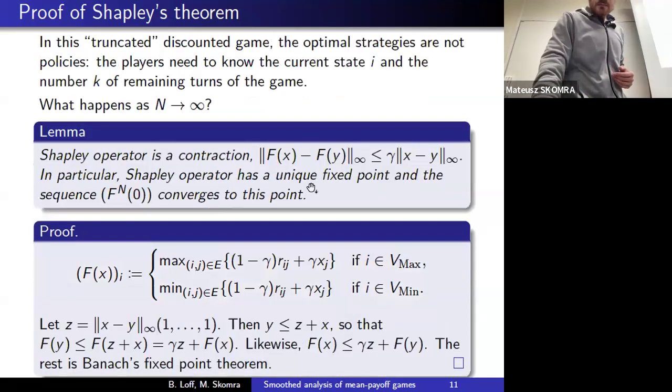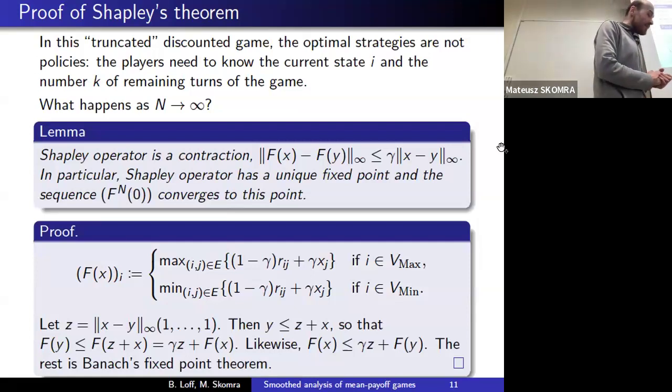Okay, so now let me make a small observation about this: in this n-turn game, when you iterate this operator, you not only get the value, but you can actually deduce the optimal strategy, right? You just take the strategy that is optimal at n minus one, and then the edge that gives you the maximum, and this is your strategy that is optimal at n. So you can reconstruct optimal strategies by iterating this operator f and checking where the maxima and minima are attained.